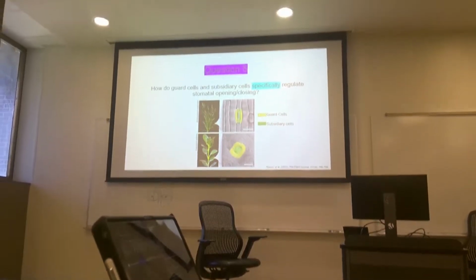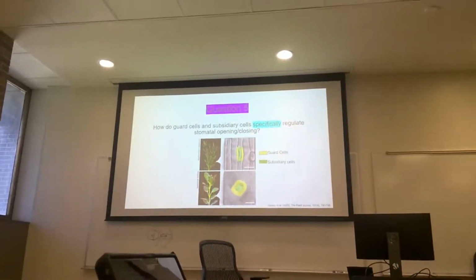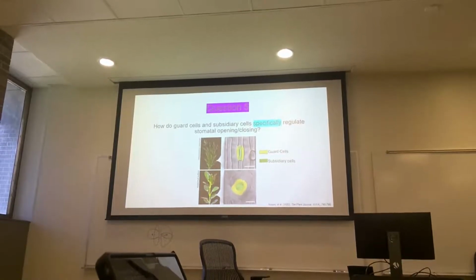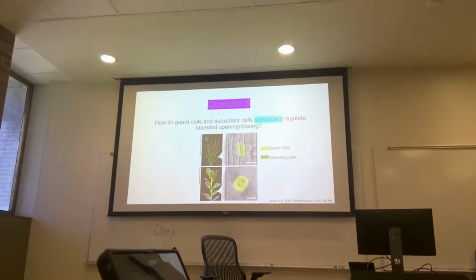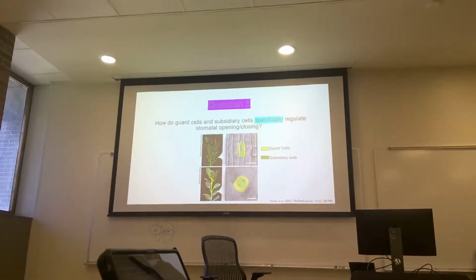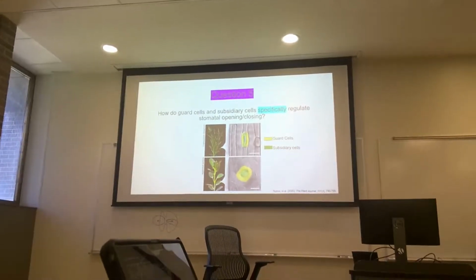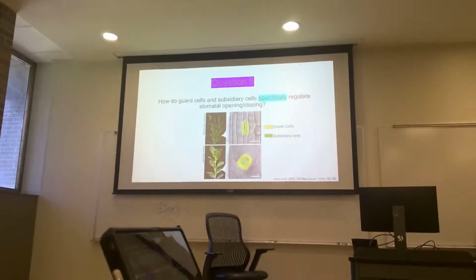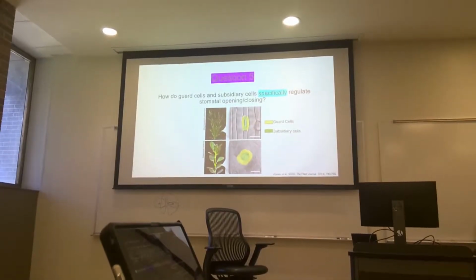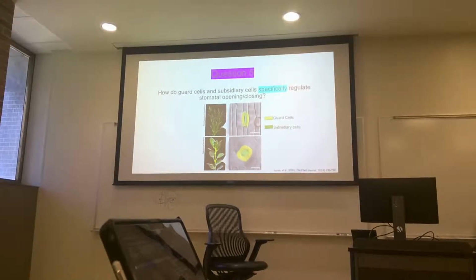Okay. The subsidiary cells control the solute concentrations, so they exchange solute concentrations, so the guard cells can take the water to swell. Okay, so yeah, solute concentration, that's the key. Who gives solute to who? Subsidiary gives it to the guard cells. So subsidiary cells give solutes to the guard cells. And then what happens then? That allows for the influx of water for it to expand.